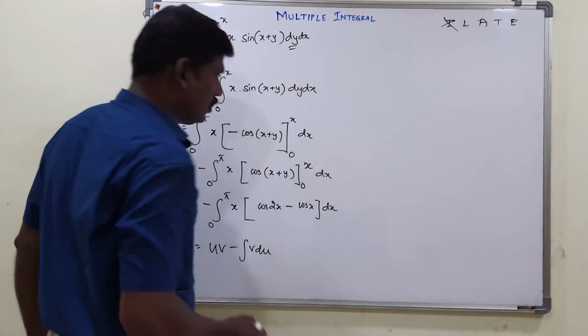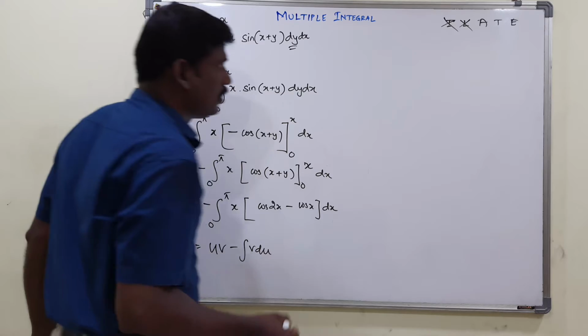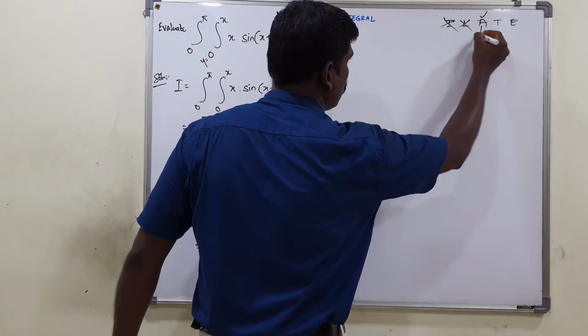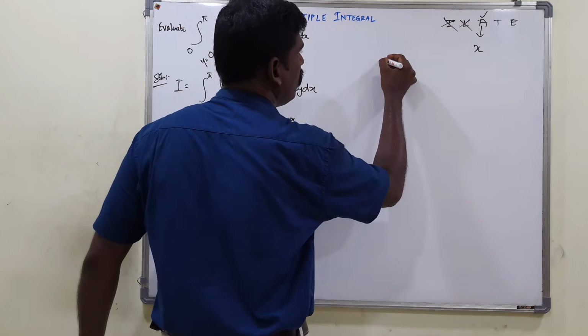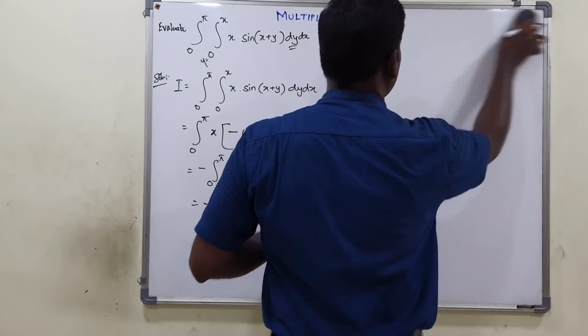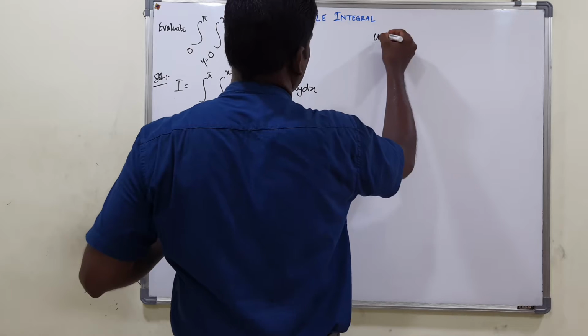Inverse function is not present here. Logarithmic function is not present here. Algebraic function is present here, that is x. Okay, so take u as x. So u is equal to x.